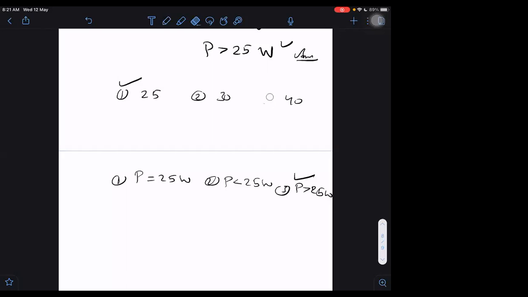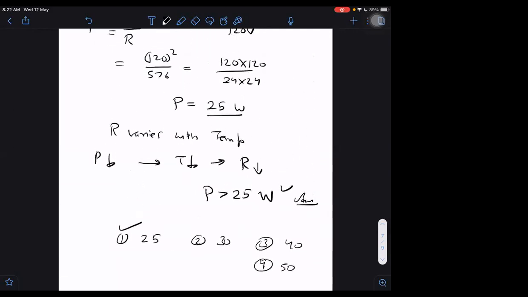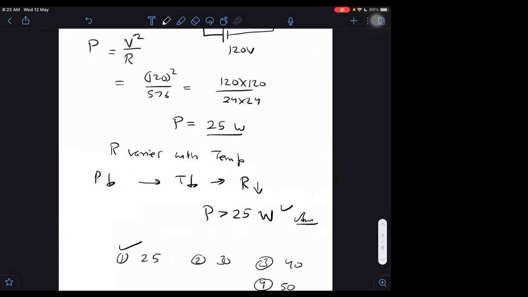Sir, if temperature increases, the question will be deleted. Say it again. If temperature increases, then power is greater than 25. If temperature decreases, power is less than 25. Temperature will not increase; you are asking as if it is our choice. We are not making this choice. When the power is decreasing, that itself makes the temperature decrease.